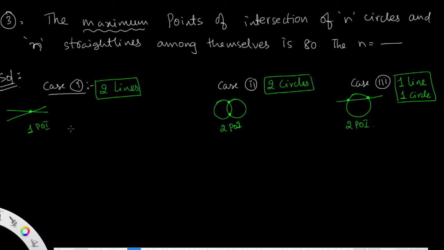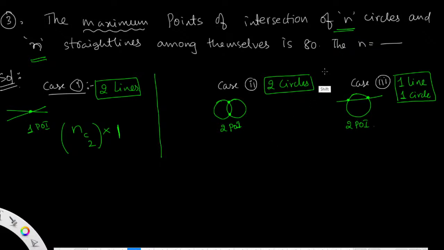So we can expect the following cases. Out of n lines, we can take any 2 lines. This can be done in NC2 ways. Just taking 2 lines, we get NC2 pairs of lines. Each pair of lines gives only 1 point of intersection. This is the first case.